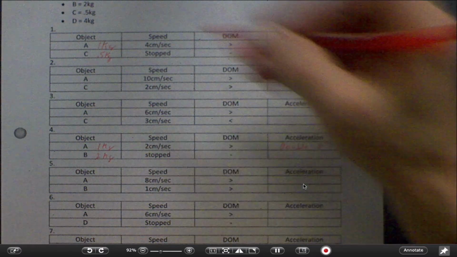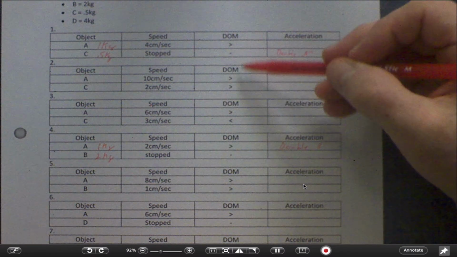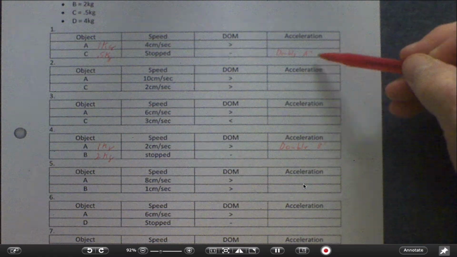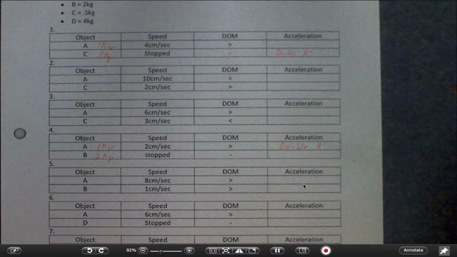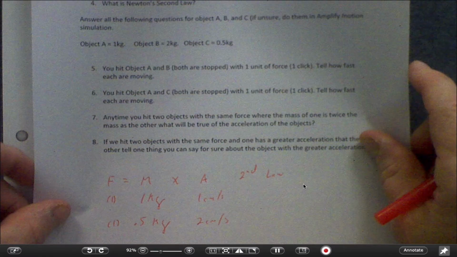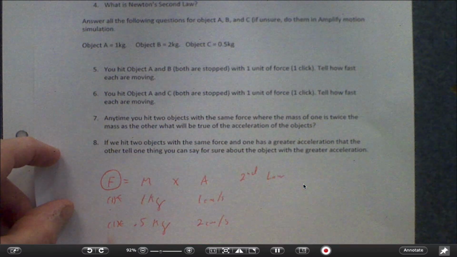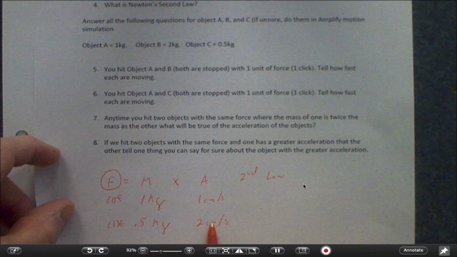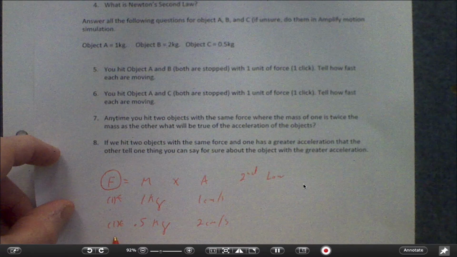And notice that it didn't care what we put here for a speed or what we put here for a direction of movement. We had a lot of different crashes, but this idea that the one that was half the mass always had double the acceleration was true the entire time. This pattern is only going to exist if the force is the same. You can't hit this one with 2 units of force and this one with 1 unit of force and expect these numbers to come out the same way. This only works when the force is the same.